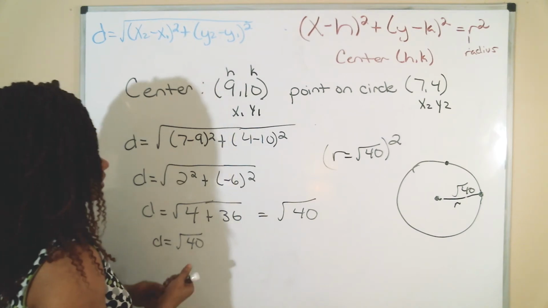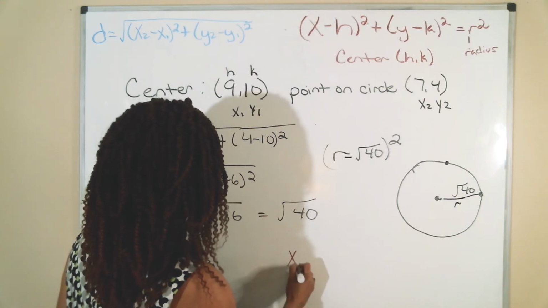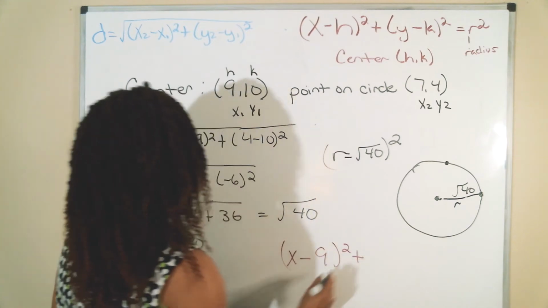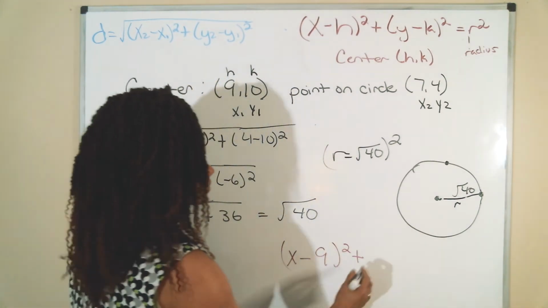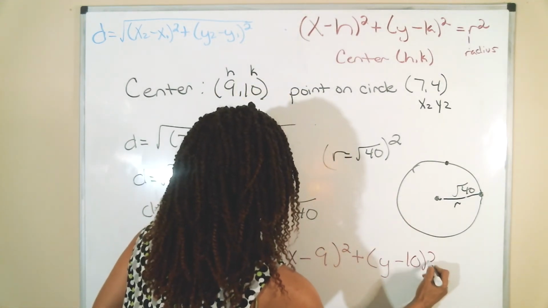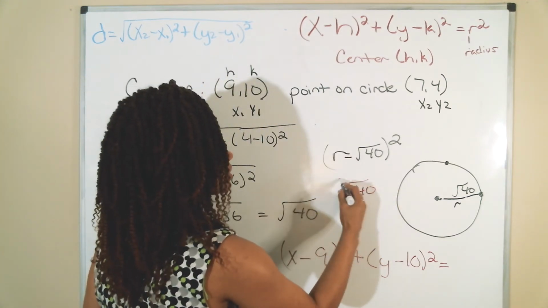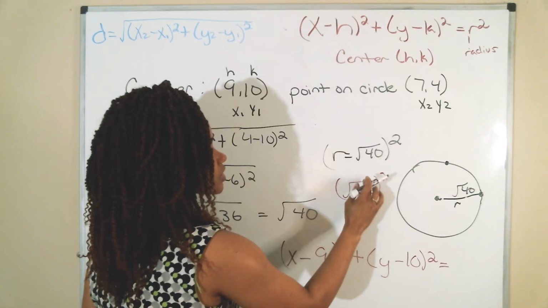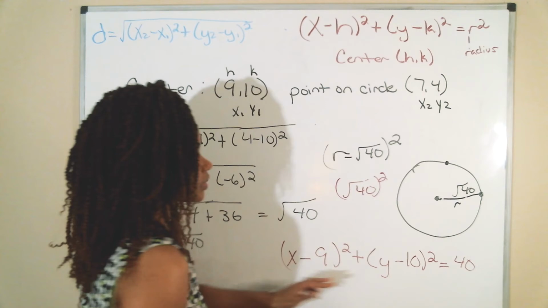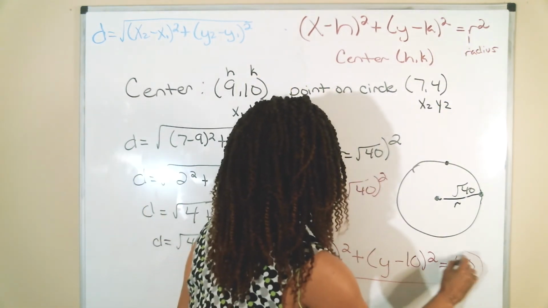All right. So h, k, plugging that in, it's going to be x minus 9 squared plus y minus 10 squared is equal to, so if we raise this to the second power, it's going to just get rid of that square root, or that radical, and we'll just be left with 40 because we're raising it to the second power. And that is my equation.